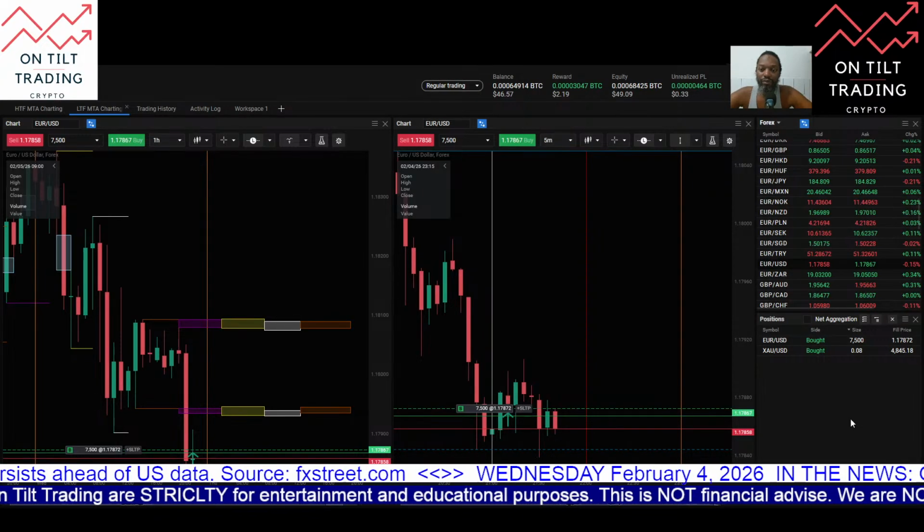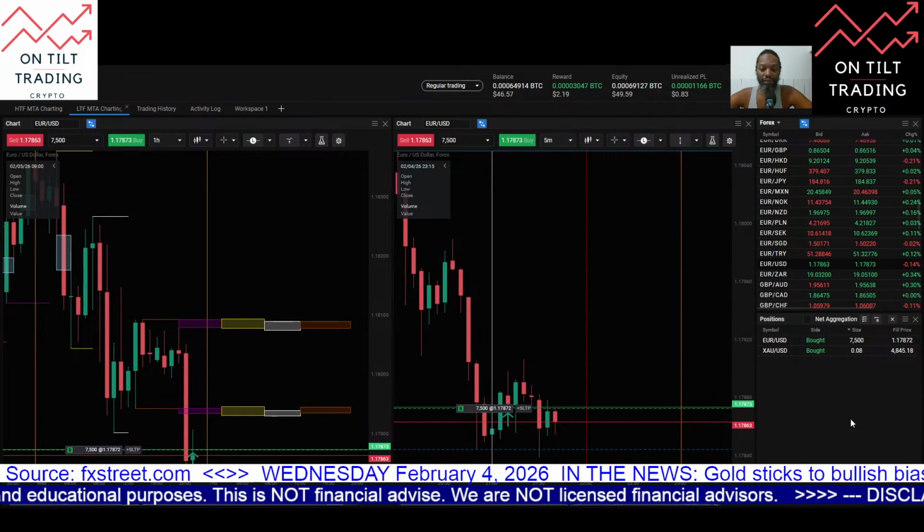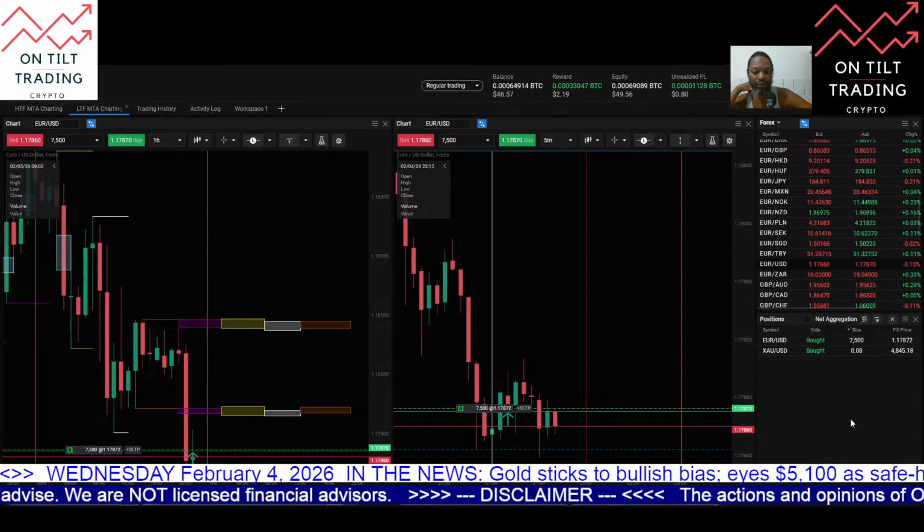Looks like gold is starting to see some buy-side delivery coming in based on my P&L. Seeing some buy-side coming in here on Euro US dollar now. Price still consolidating 117.860.